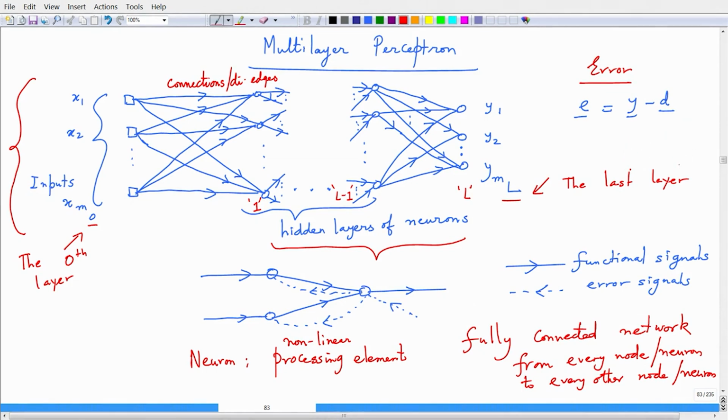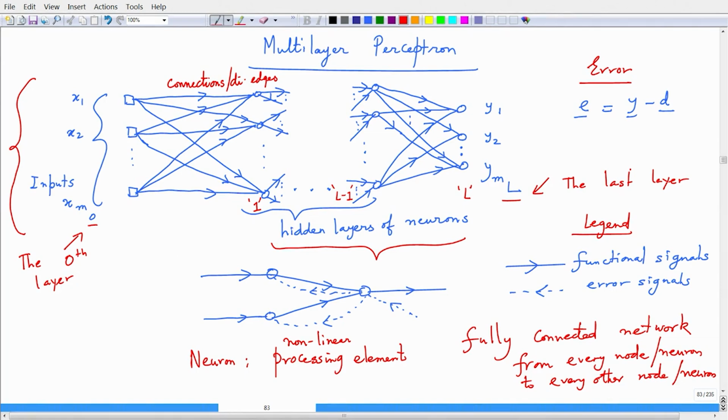Now, here is the notation for the signals that we can think of. The bold blue edges stand for functional signals, that is our legend, and the error signals are denoted by these dotted lines, directed lines going from one node to the other node.